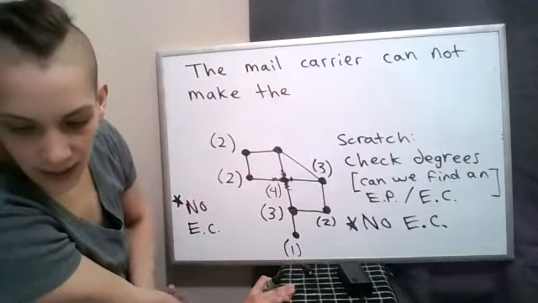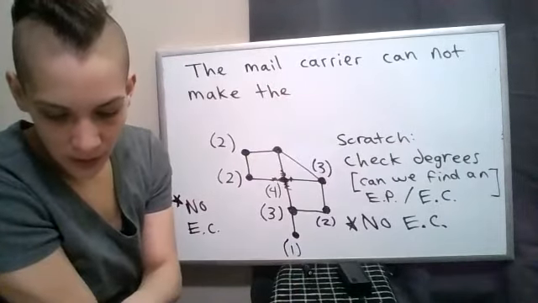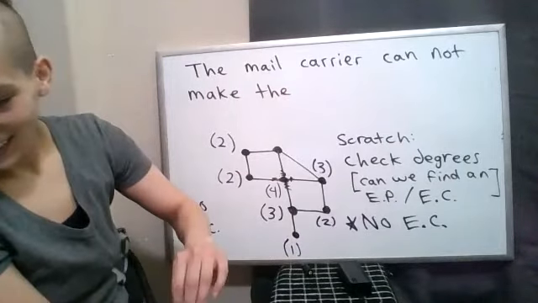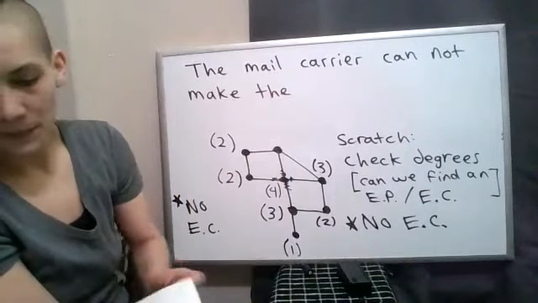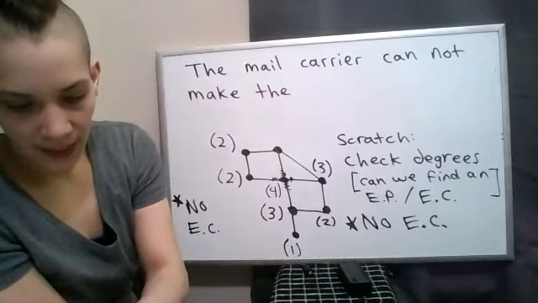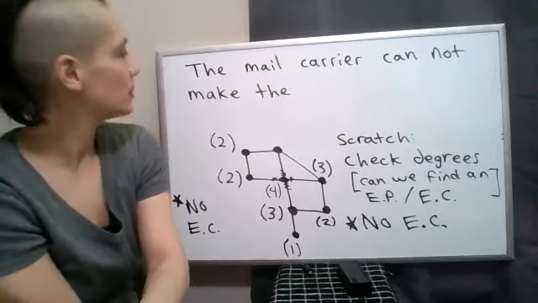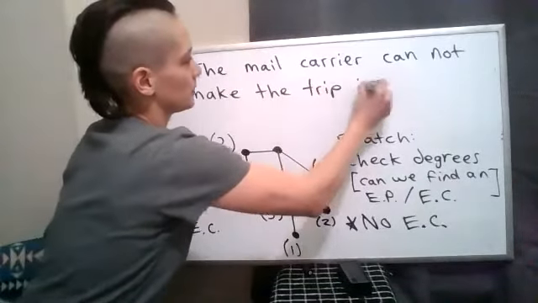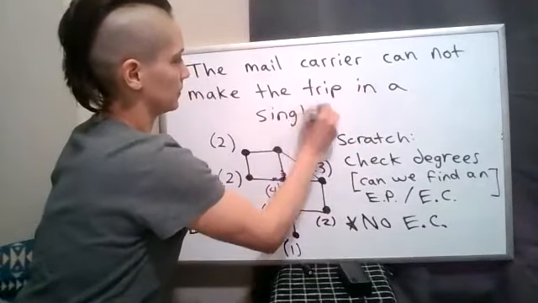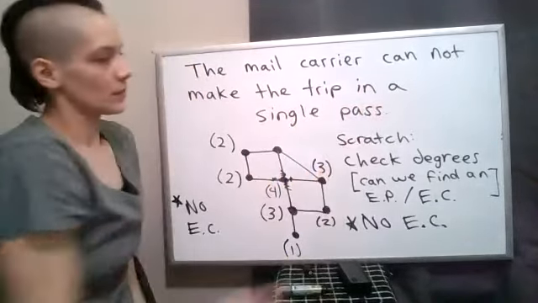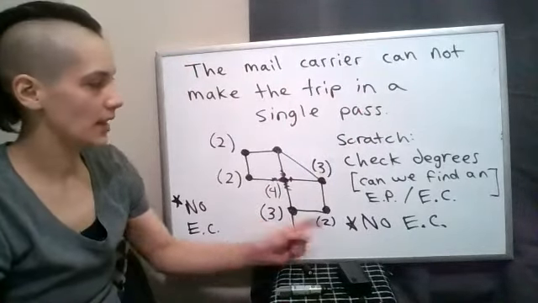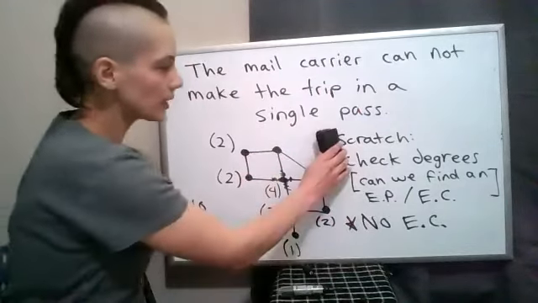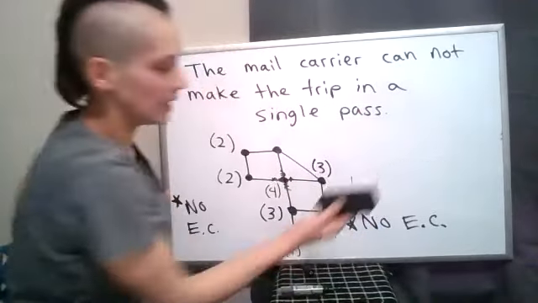Let's see, how do they say it? It is possible to take a stroll through the... No, not that one. In a single pass. Okay, it's not possible for the mail carrier to make the trip in a single pass. Or on your test, you can be more specific about like an Euler path or Euler circuit does not exist. So it's just like saying the same thing.